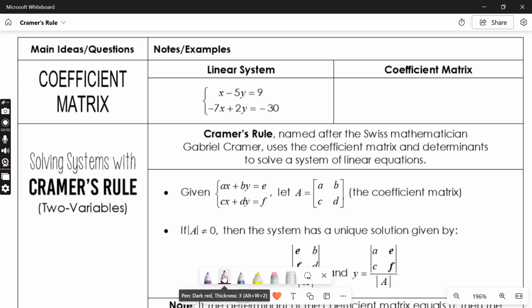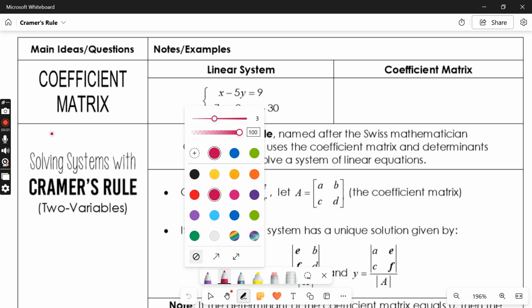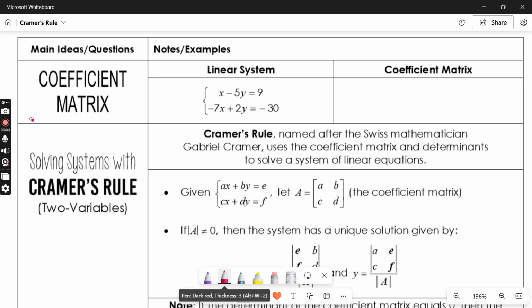Everyone. Today we're going to talk about Cramer's rule. We're going to start by making a coefficient matrix. A coefficient is the number, and a coefficient matrix is a matrix made from the numbers on our variables.